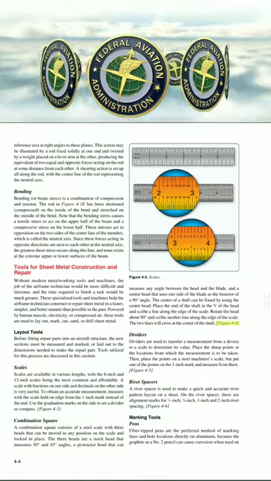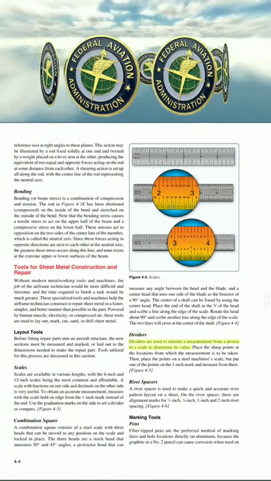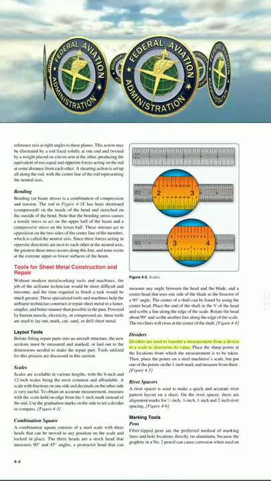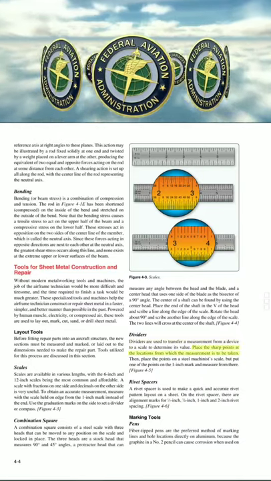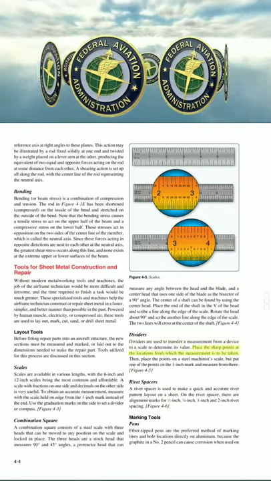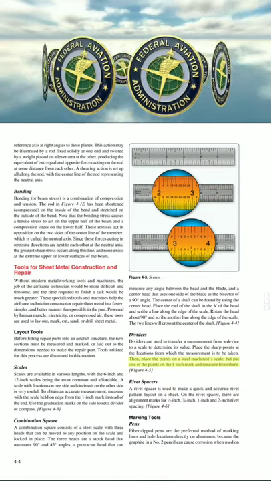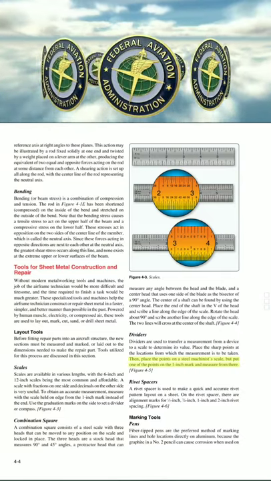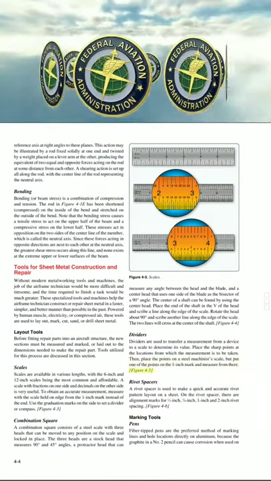Figure 4-4. Dividers. Dividers are used to transfer a measurement from a device to a scale to determine its value. Place the sharp points at the locations from which the measurement is to be taken. Then, place the points on the steel machinist scale, but put one of the points on the 1-inch mark and measure from there.